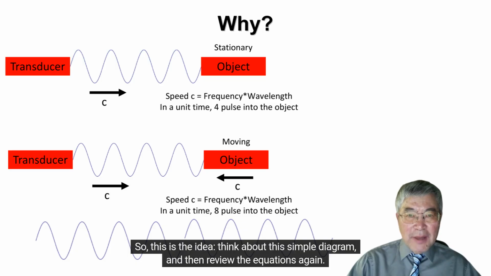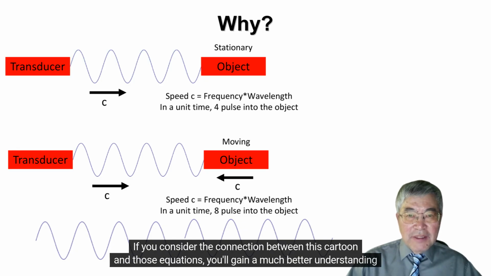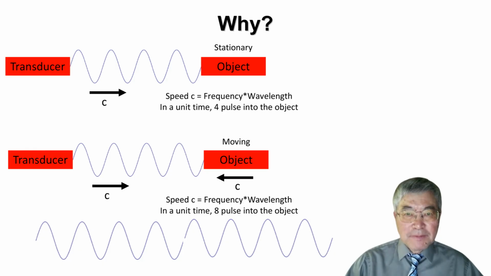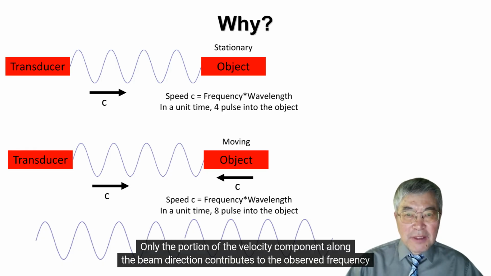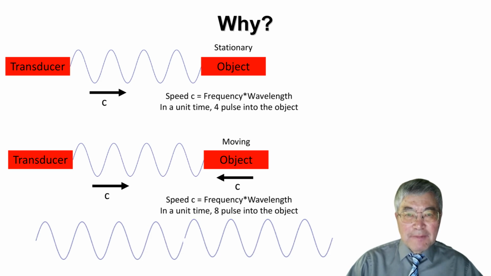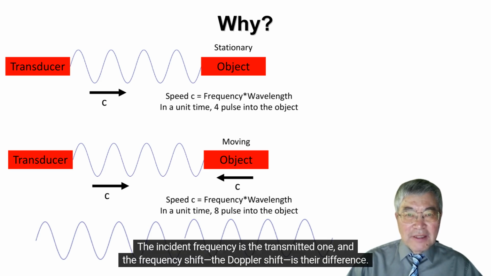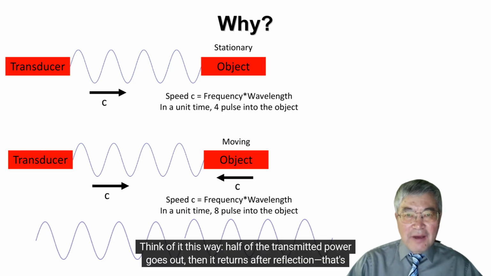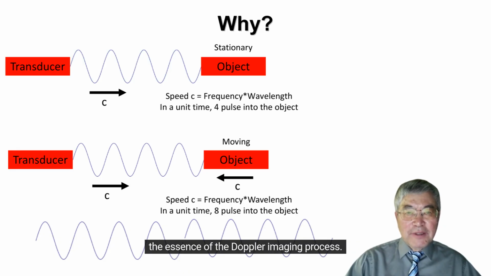Think about this simple diagram and then review the equations again. If you consider the connection between this cartoon and those equations, you'll gain a much better understanding of the formula, especially the one involving the velocity component. Only the portion of the velocity component along the beam direction contributes to the observed frequency shift, which is the measurable carrying frequency. The incident frequency is the transmitted one, and the frequency shift, the Doppler shift, is their difference. This normalization factor is simply the speed of sound, c. Think of it this way: half of the transmitted power goes out, then it returns after reflection. That's the essence of the Doppler imaging process.